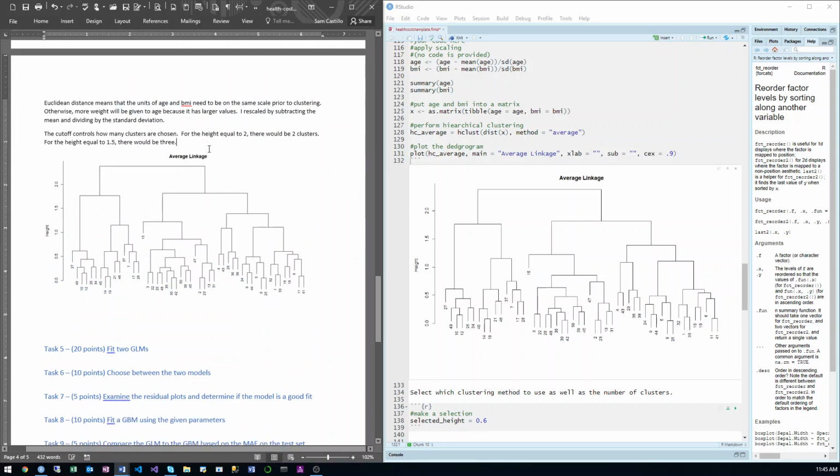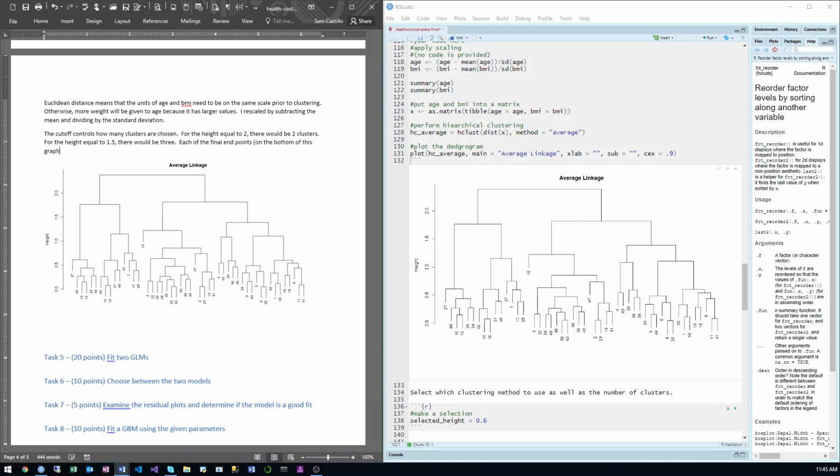Okay. Each of the final endpoints on the bottom of this graph represent the case when there are 50 clusters, right? Because we have 50 data points. So if you were to count 1, 2, 3, 4, 5, 6, 7, 8, etc., you'd get 1 cluster for each observation. Okay.